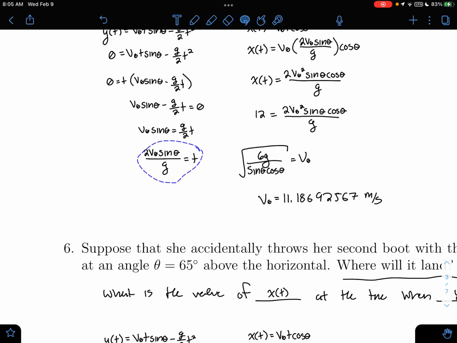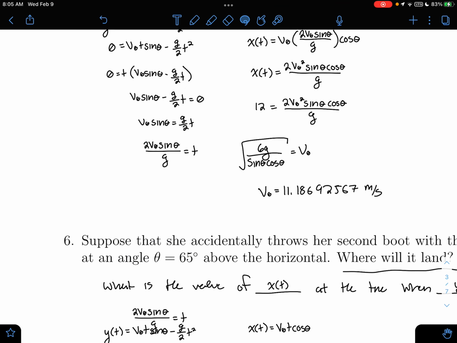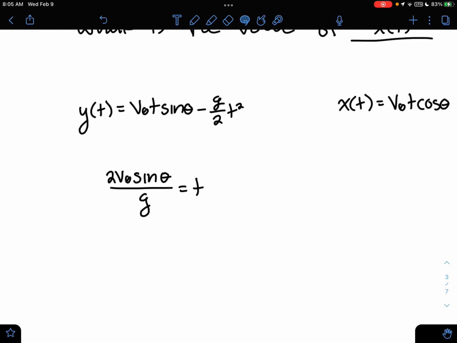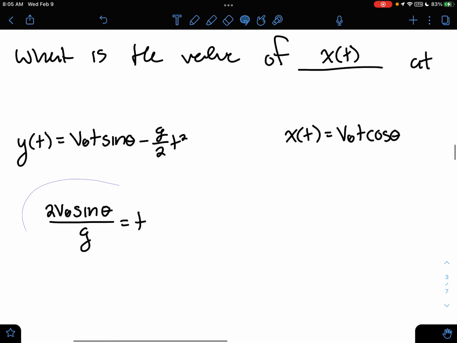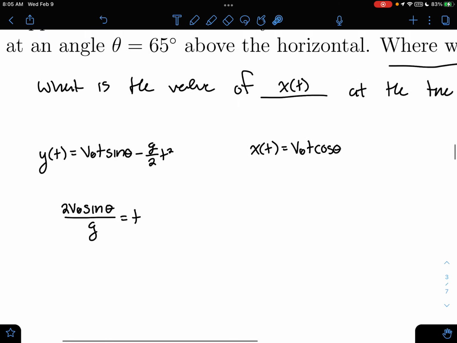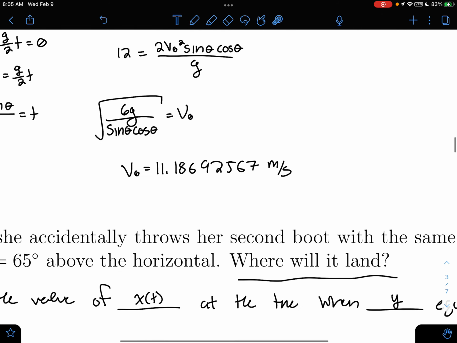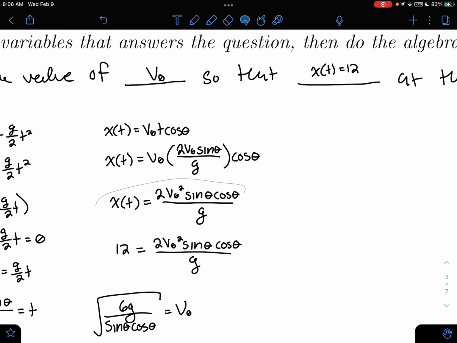And now we know this v naught, so when we plug in, we can find that. But now when we plug in this t, this is our time when y equals 0. We plug this into the x equation over here, same thing we did, and it's all simplified for us.